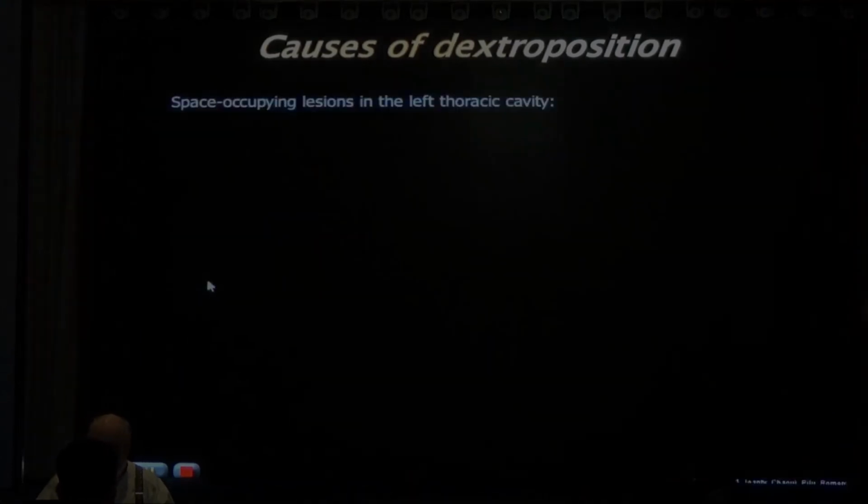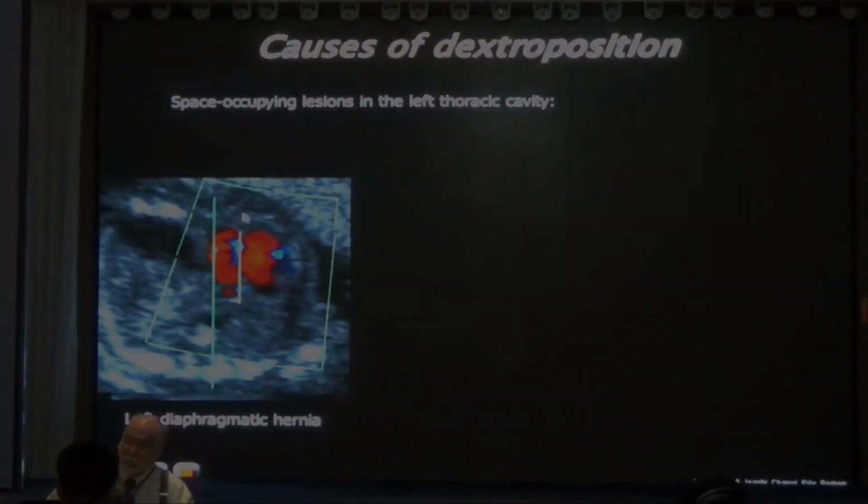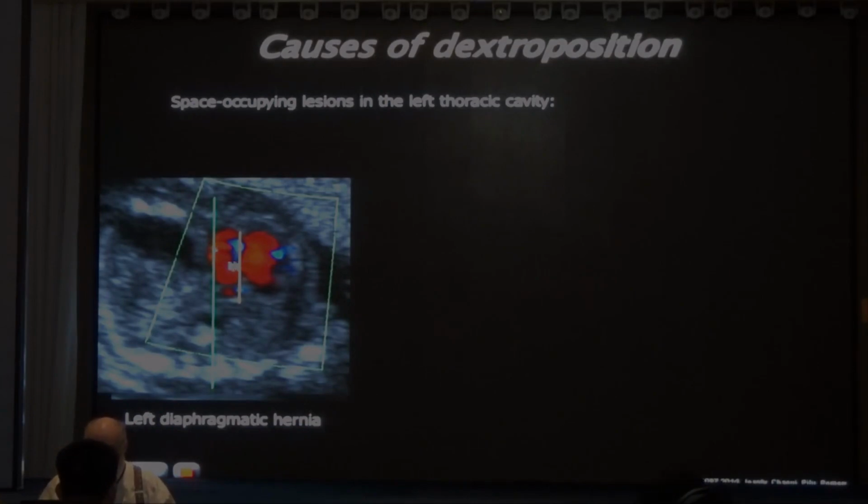Okay? Now, here we have a section. We see the stomach on one side, we see the heart on the other side. The axis of the heart is oriented with the midline. So this is a left diaphragmatic hernia. The diaphragmatic hernia will kill the baby just as well as any cardiac anomaly, so it's important to recognize that.